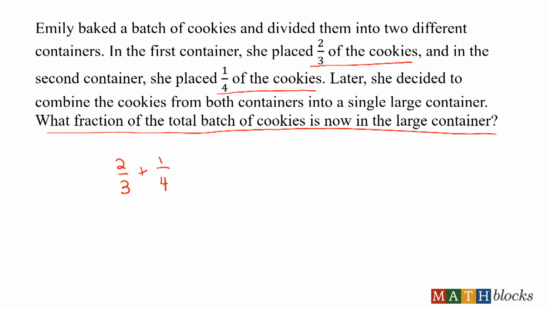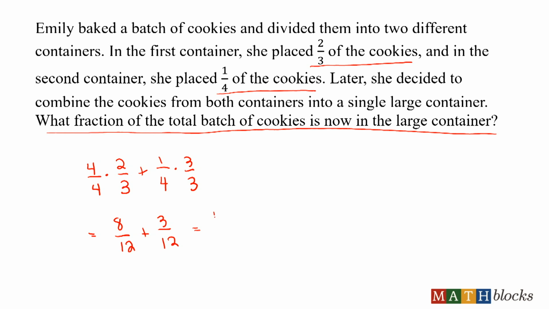So if we multiply 3 and 4, that'll give us 12. 12 will be our common denominator. So this first fraction will multiply by 4 over 4. The second fraction will multiply by 3 over 3, which gives us 8 over 12 plus 3 over 12. Now we have two fractions with the same denominator, so we can add these together by adding the numerators.